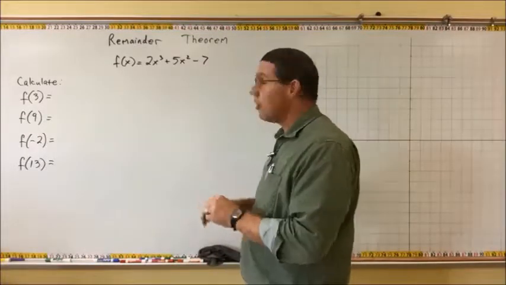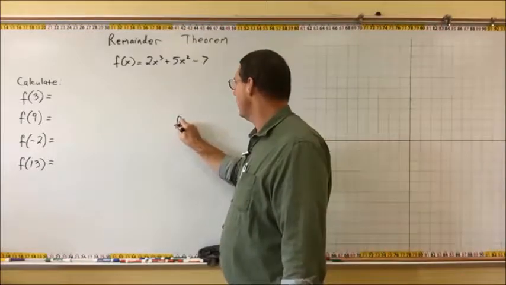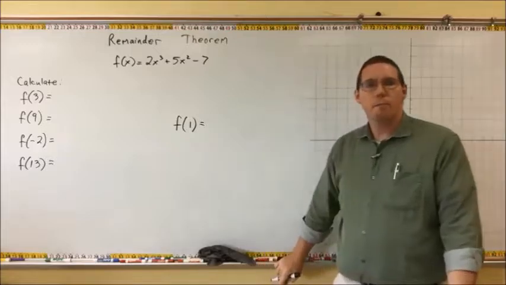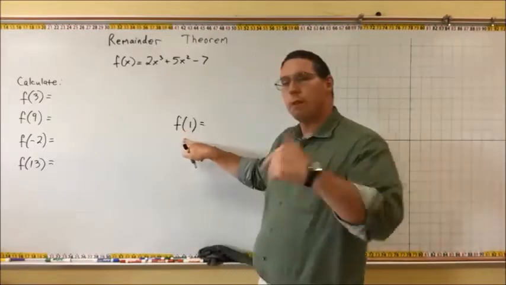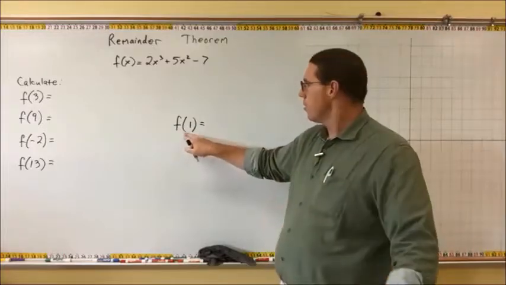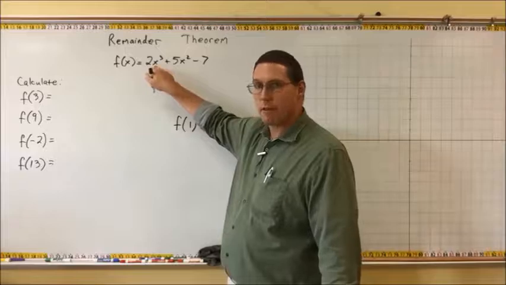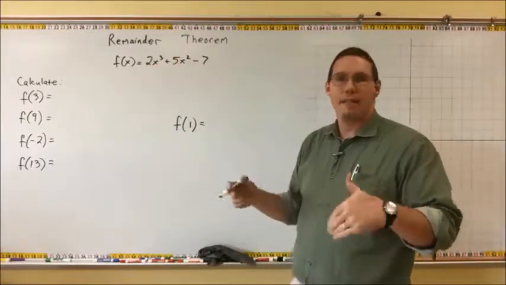And I don't know if you're aware of this, but when you have a function, if you're asked to identify, for example, what is f of 1, that simply means what is the function f of x when you plug in the number 1. So to identify f of 1, we would put a 1 where this x is, and then we would multiply and add and subtract.